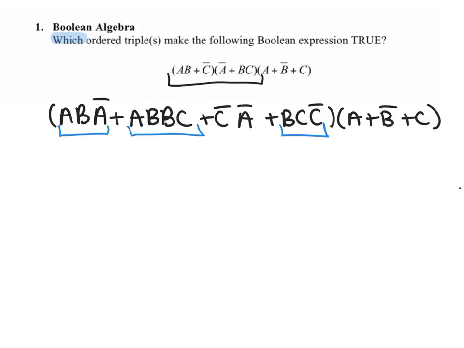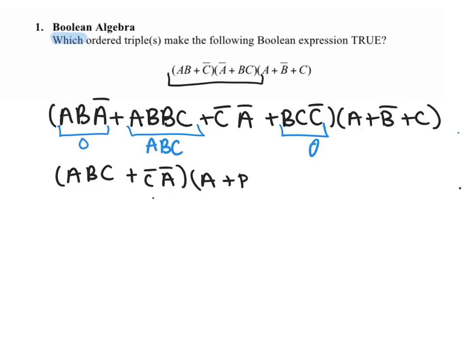The first one, we know that something can't be both itself and not itself, so that term is just 0. This term, when you have A and B twice, you can simplify that and just write it as A and B and C. And this term, using the same logic as the first term, it can't be both C and not C, so this term is also just 0. So now we're just going to rewrite our equation, and we get A, B, C plus not C, not A times A plus not B plus not C.